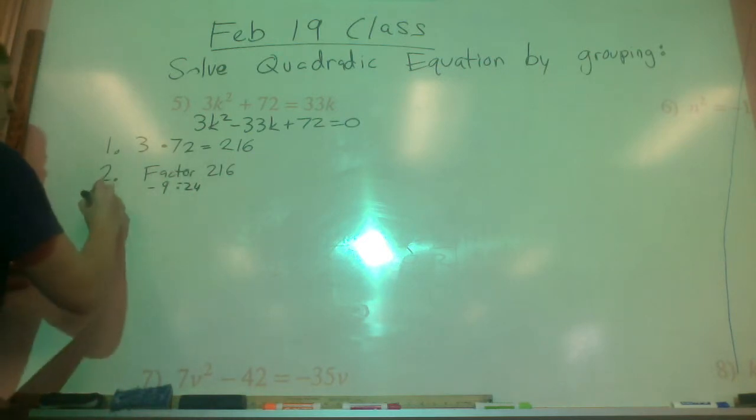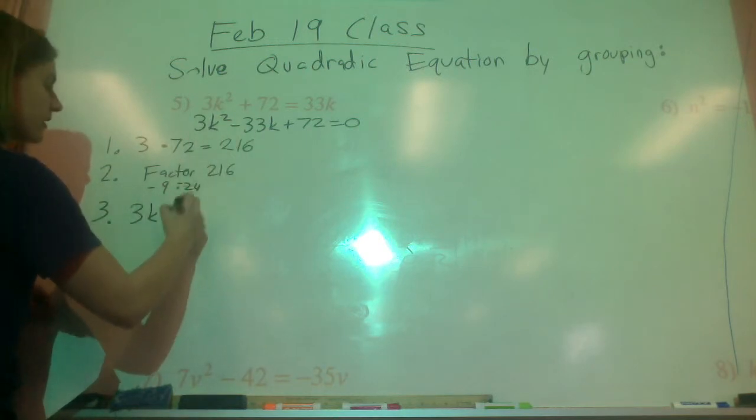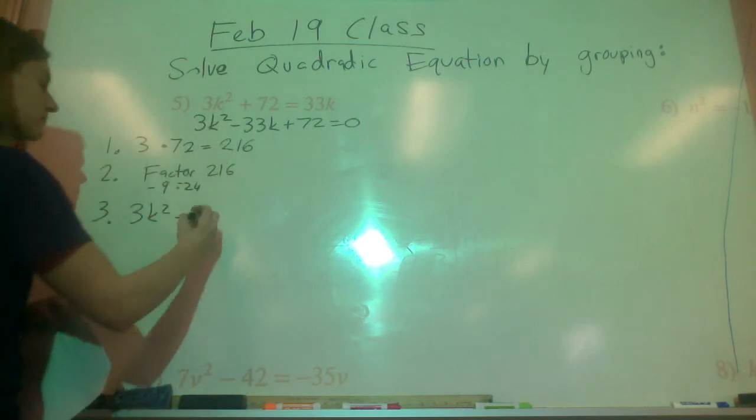So we multiply and add to, because it has to add to this. So 3k squared. Negative? Because they have to add up to negative.